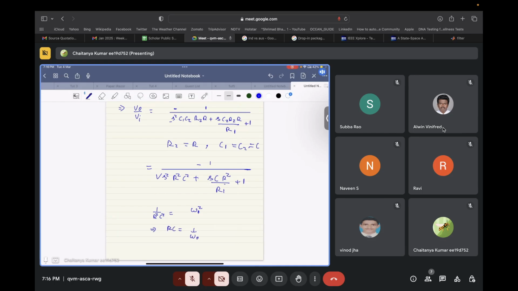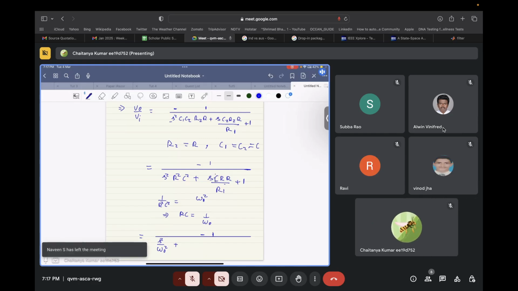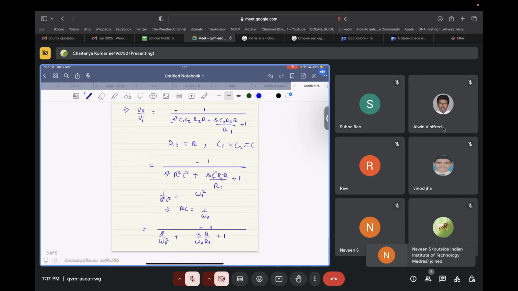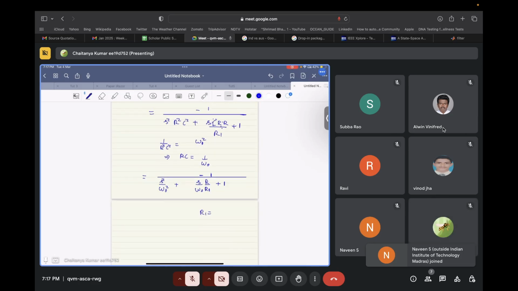And if RC is equal to 1 by omega naught, this term over here can be written as minus 1 by S square by omega naught square plus, this can also be written as SCR times R, right? So this CR will be equal to 1 by omega naught. So we have S by omega naught R1 by R plus 1. Now what we want? We want S by omega naught times Q. So what we have over here, R1 is equal to Q times R.